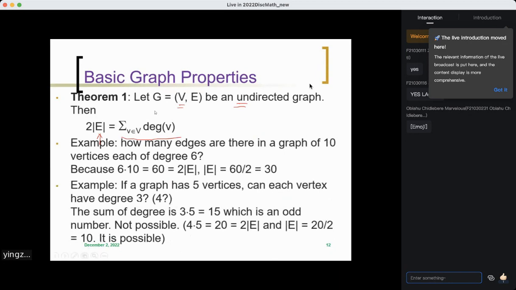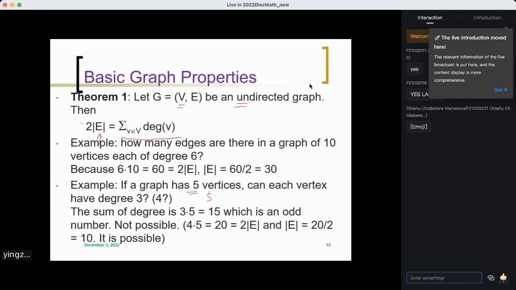So just based on this rule, we can solve many other questions. For example, if a graph has 5 vertices, can each of the vertices have degree 3 or 4? How do we check whether this satisfies the condition? Because we have 5 vertices, we have 5 nodes. So we can say 5 times, equal to, this is a vertex.